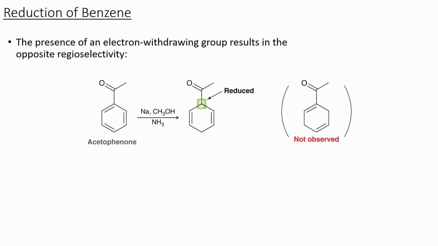If we have an electron withdrawing group, such as a ketone, an aldehyde, carboxylic acid, or a cyano group, then we're going to observe the opposite regioselectivity. So in this case, the electron withdrawing group will be at the resulting sp3 reduced position, and we won't obtain the tri-substituted alkene.